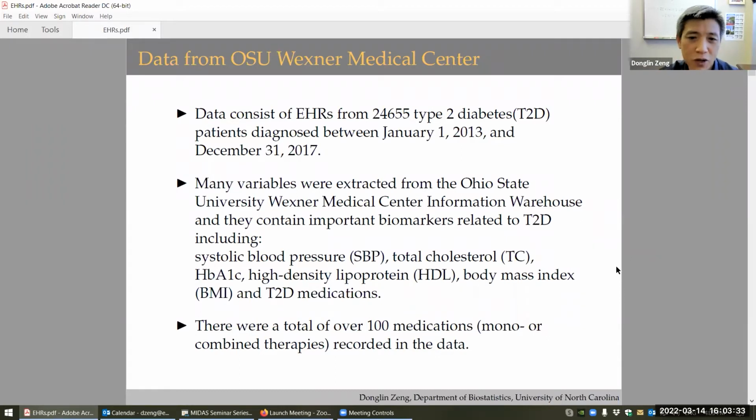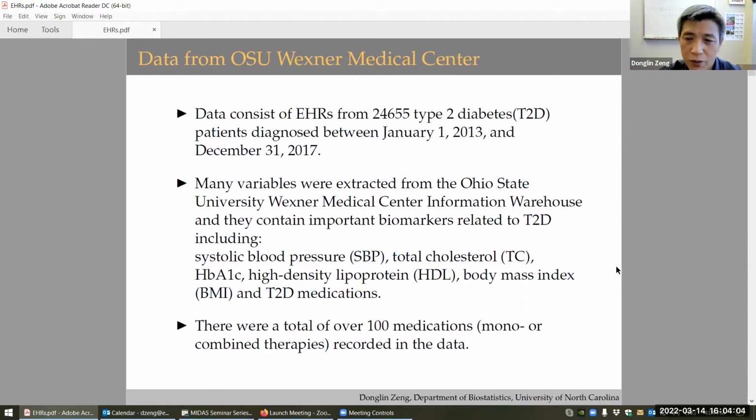One particular question we discussed with them is which feature variables, in this case biomarkers, we can incorporate into our treatment rule when we make a decision. Obviously a lot of biomarkers are related to type 2 diabetes, so I include some important ones here. You can see we have systolic blood pressure, cholesterol level, and of course HbA1c, which is a key biomarker for characterizing type 2 diabetes. And also HDL and body mass.